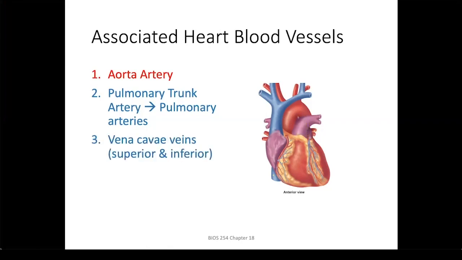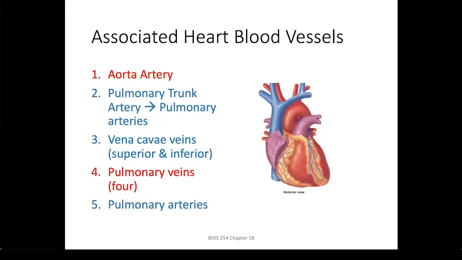The vena cava veins return blood back to the right atrium from the systemic circuit or the tissues. There is the superior vena cava returning blood from the upper part of the body, and an inferior vena cava returning blood from the lower part of the body. The pulmonary veins, and there are 4 of them, will be returning blood back from the lungs rich in oxygen. They will empty into the left atrium.